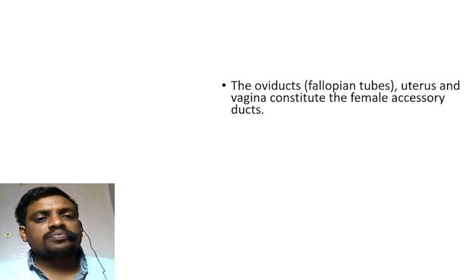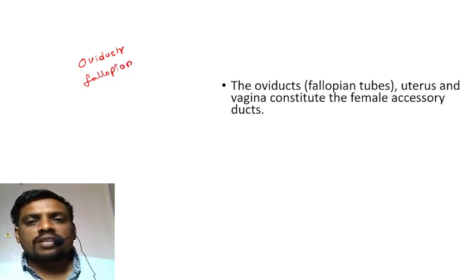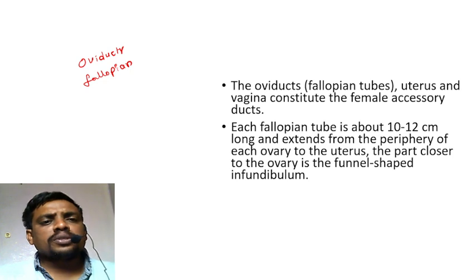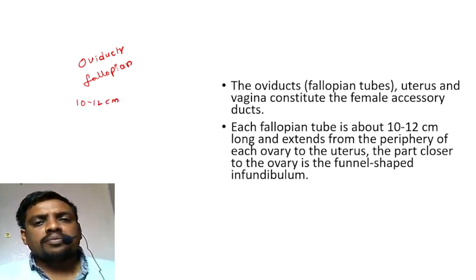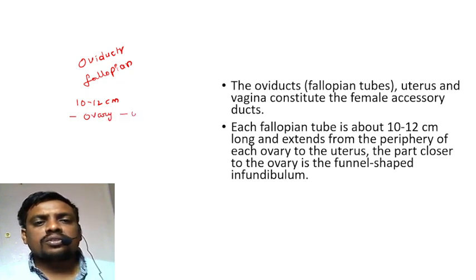Oviducts. If you take the female reproductive system, it contains an oviduct. Oviduct is scientifically called the fallopian tube. Uterus and vagina constitute the female accessory ducts. Now, each fallopian tube is about 10 to 12 centimeters long, and extends from the peripheral region of each ovary to the uterus.